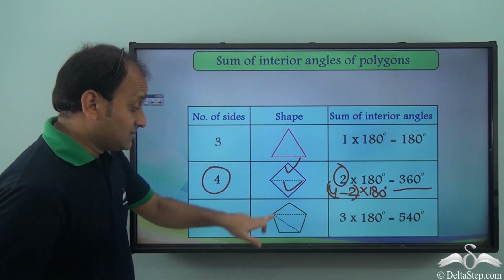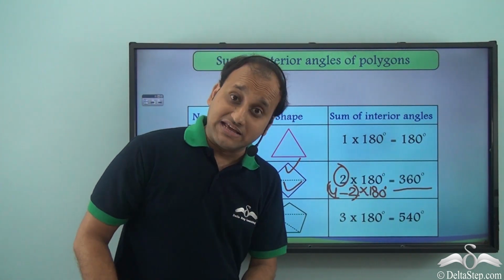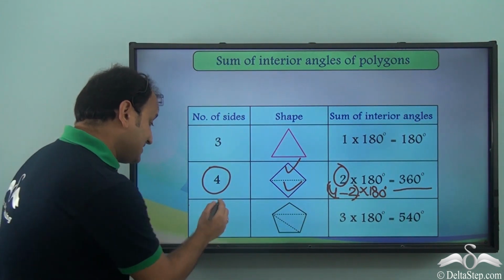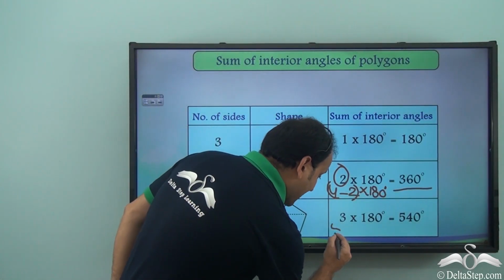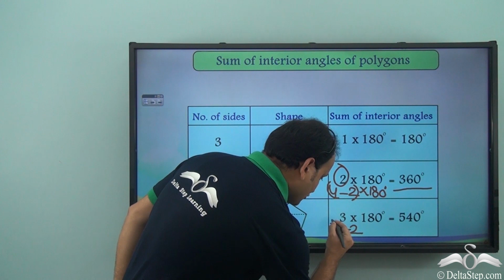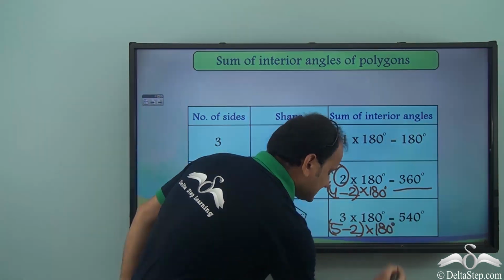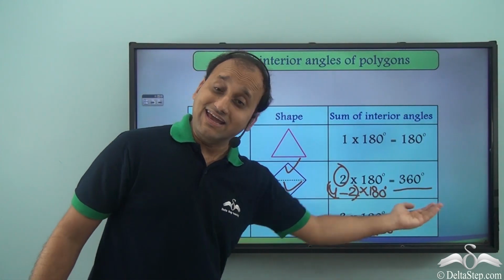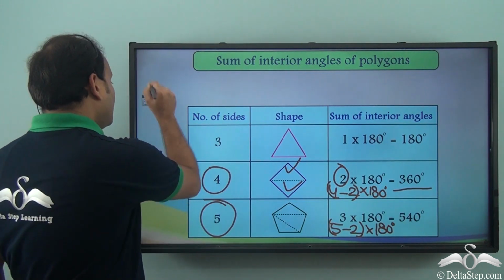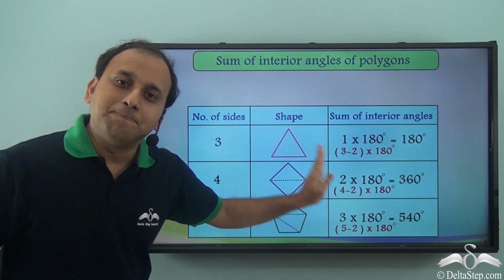Similarly, for a pentagon, we have 3 triangles. So, 3 into 180 degrees. Again, we can write this in terms of 5, that is the number of sides which a pentagon has. So, we can write it as 5 minus 2 into 180 degrees, and still the answer will be the same, 540 degrees. So, this is how we can represent any polygon.